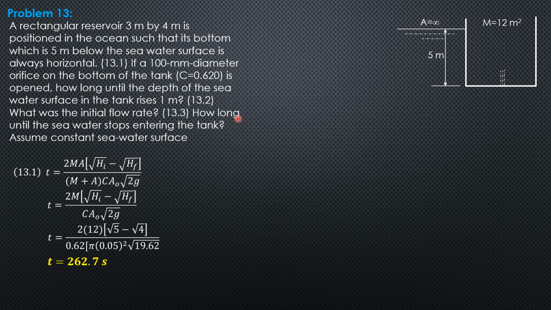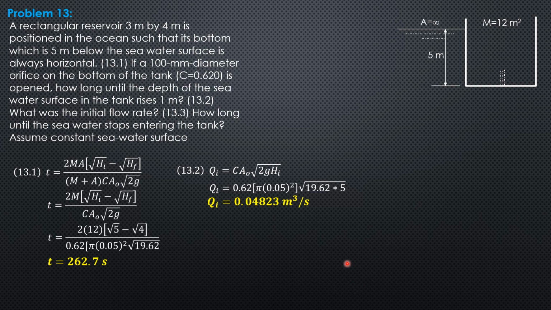What was the initial flow rate? Initial flow rate Qi is Cd a root 2g H, where initial head is 5. So substitute 0.62 times pi times 0.05 squared times square root of 19.62 times 5. So the initial flow rate was 0.04823 cubic meter per second. And that is changing because the head changes.